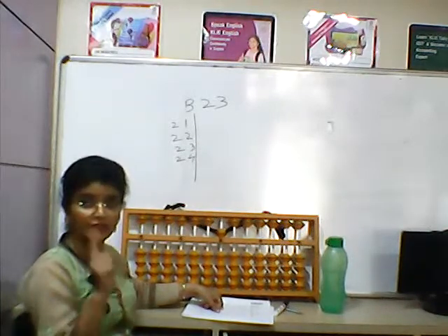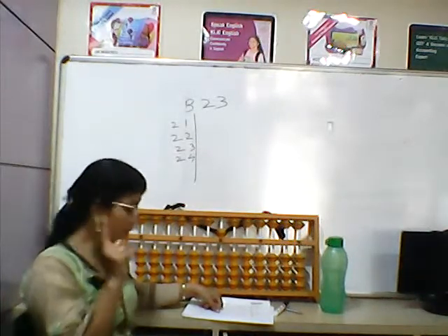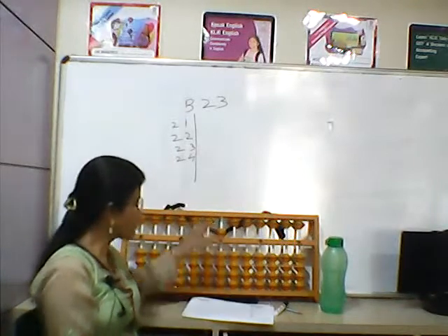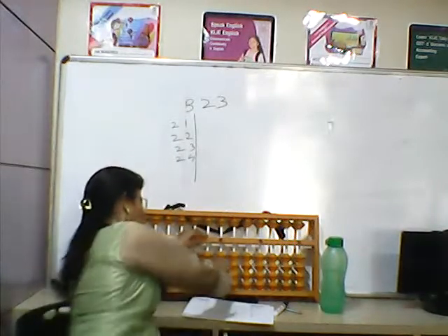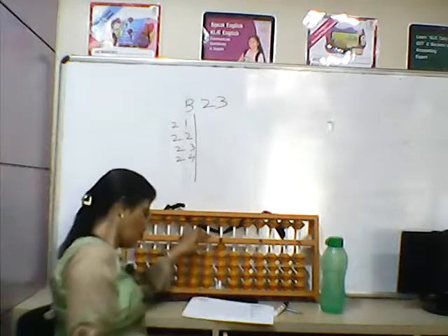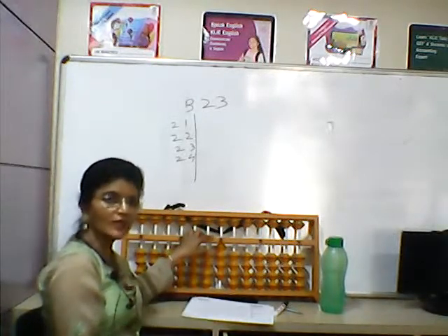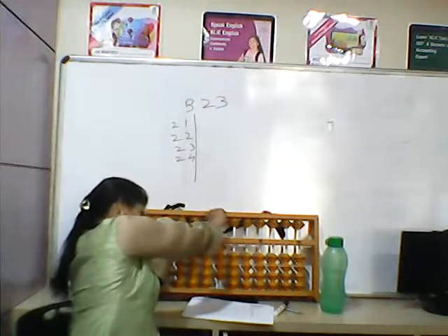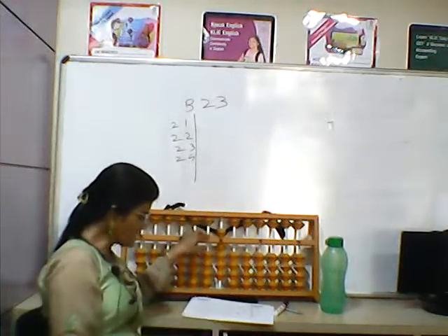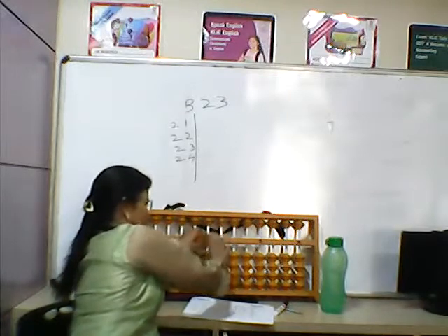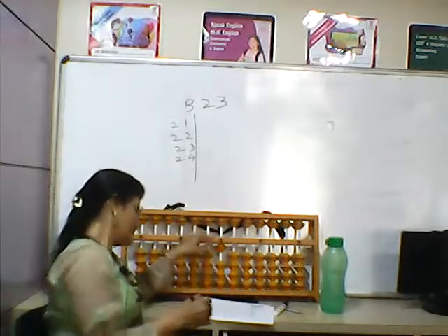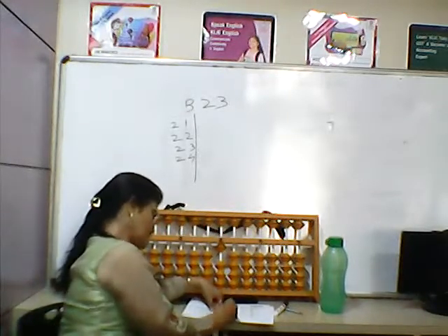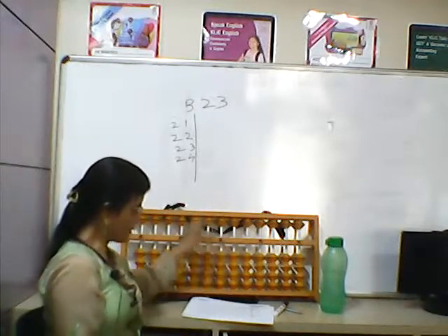Sum number 25, page number 23. Show 4, right thumb, 4 builds up. Then 5, upper bead down. Minus 8, easy, directly. The answer is 1. Sum number 26.